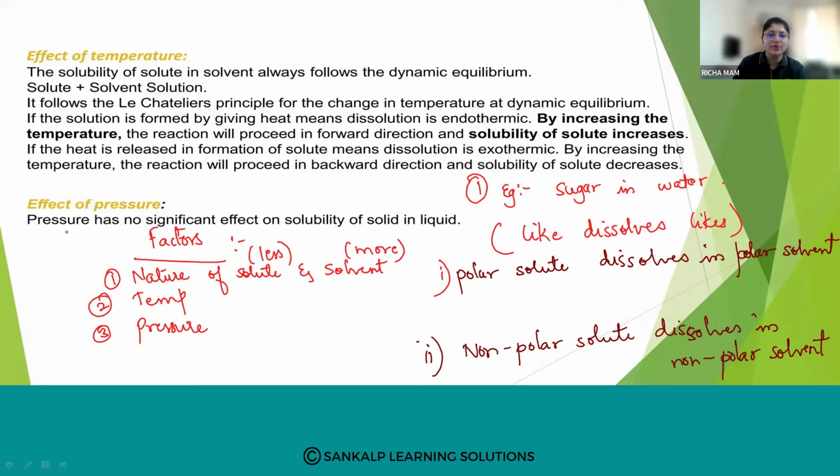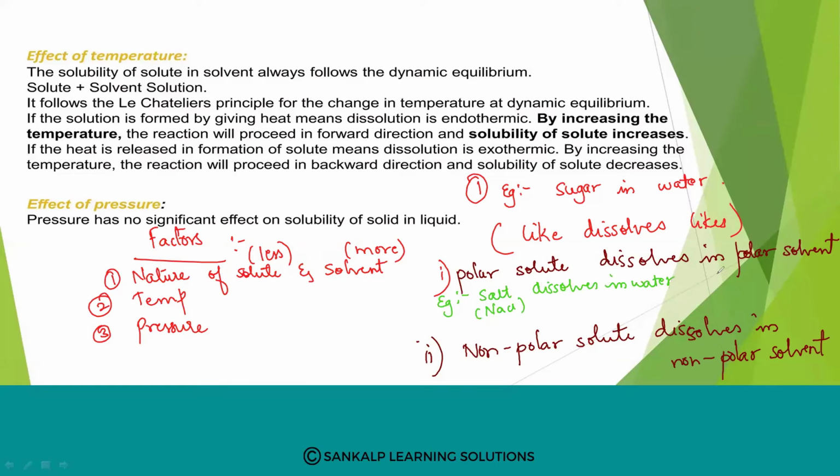If I give the example of a polar solute, I'll take salt. Salt is NaCl. So NaCl dissolves in water. Water is also polar. Now, second example, sugar. Any sugar. I'll take sucrose. Sucrose dissolves in water, H2O. So these are the examples of a polar solute dissolving in a polar solvent.